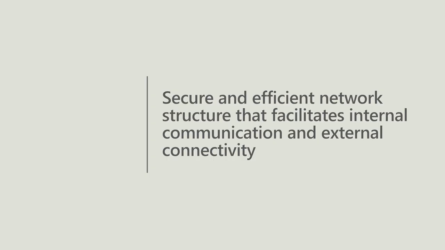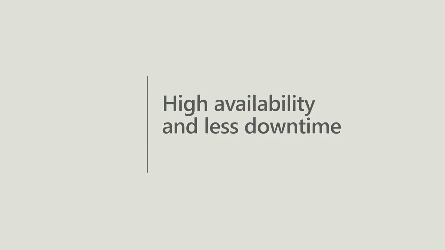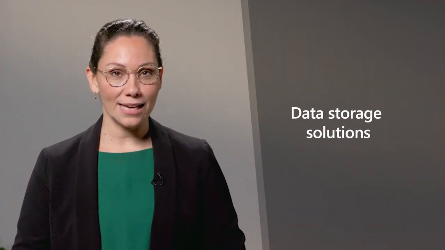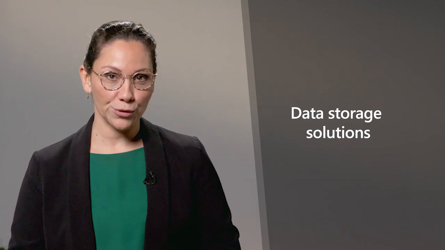This topology needs to enable communication between servers, clients, and other devices within the organization's internal network and facilitate external connectivity when required. Network segmentation and virtual local area networks are commonly used to enhance security and manage traffic flows within the on-premises infrastructure. Additionally, redundant network components and failover mechanisms ensure high availability and minimize downtime during hardware failures or maintenance activities. Effective data storage is another critical aspect of on-premises computing infrastructure.